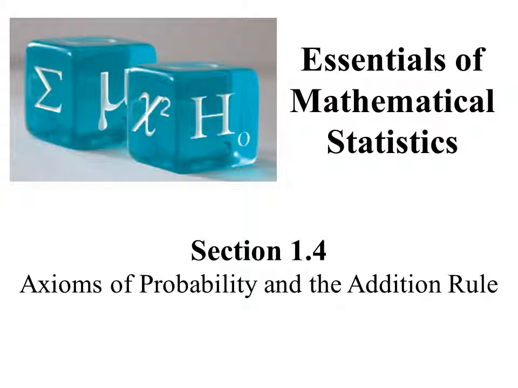In mathematics, we like to take what's called the axiomatic approach to the study of new ideas. What that means is that we state a set of simple properties or rules that a new idea must follow, and then we build more complicated properties based off of those simple ideas. So in this section, we're going to state the axioms of probability and then use those to prove a few basic properties of probability. And one of those properties that we're going to prove is what's called the addition rule.